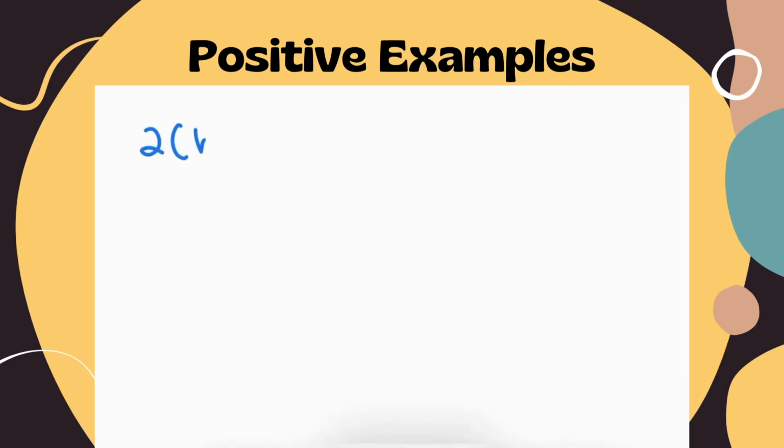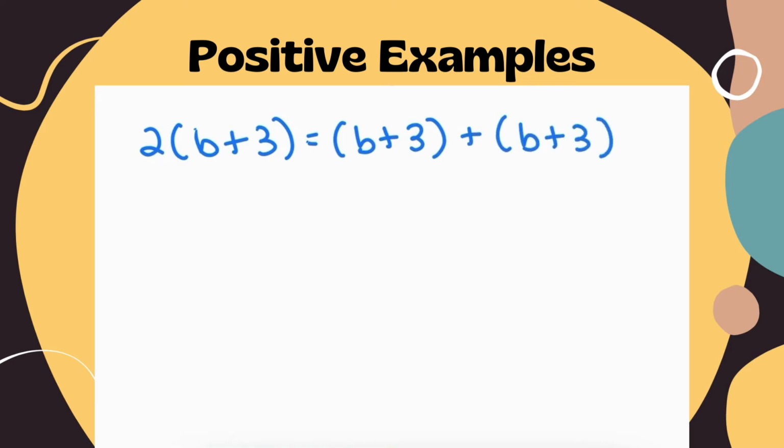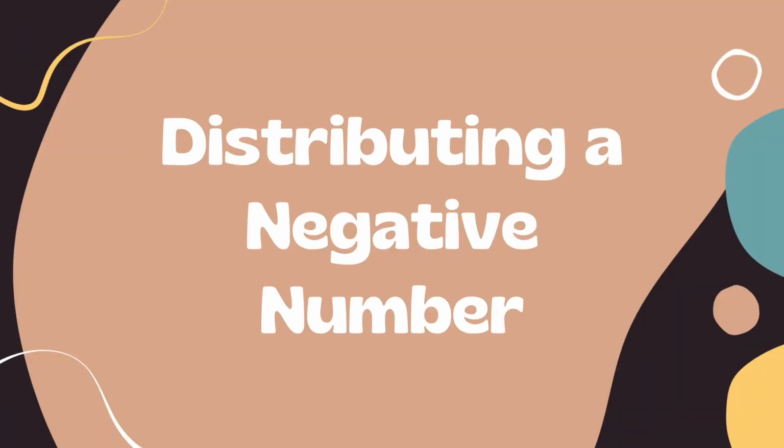I wanted to take a second to look back at the problem we did in example 1, the expression 2 times the quantity of b plus 3. This is the same thing as b plus 3 plus b plus 3 because we have two b plus 3s. However, mathematicians prefer to use notation that is more concise and efficient. And so we can see through this efficient notation that we wind up needing the distributive property. Our next three examples will show us how to distribute a negative number.